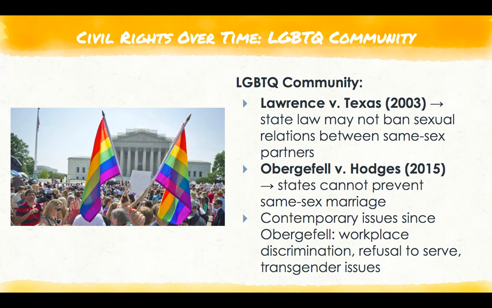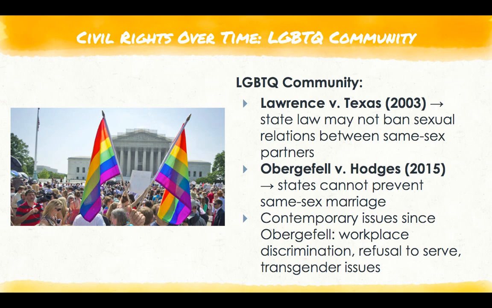With specifically the LGBTQ community, right? Not all Americans have accepted the ruling of Obergefell. We're seeing a lot of contemporary issues, specifically because that Civil Rights Act of 1964 doesn't include LGBTQ persons when it defines a lot of these protections. So what we're seeing is workplace discrimination, refusal to serve people who are in a same-sex relationship, right? Because that Civil Rights Act doesn't define LGBTQ persons as those who merchants cannot refuse service to.